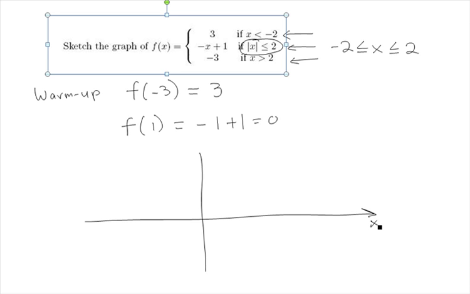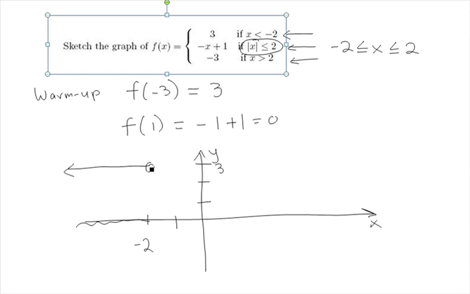Let's start with the first condition. X is less than -2. So all values of x less than -2, all this stuff over here, the graph is going to have the y value of 3. Except it won't be defined to be 3 at -2, so we need to leave a little hole there.